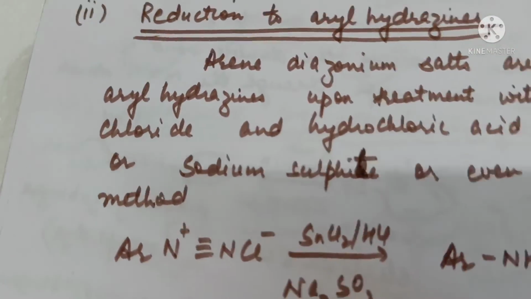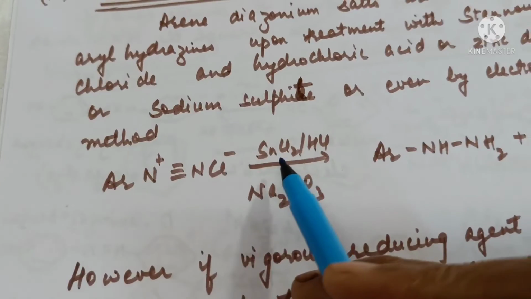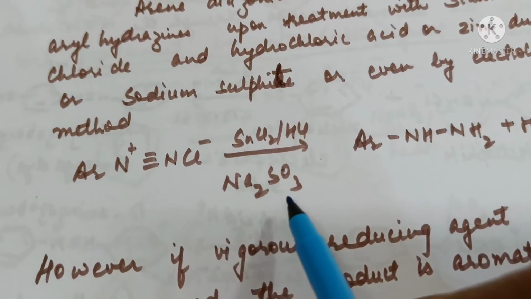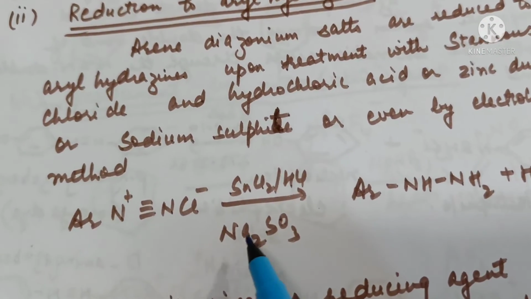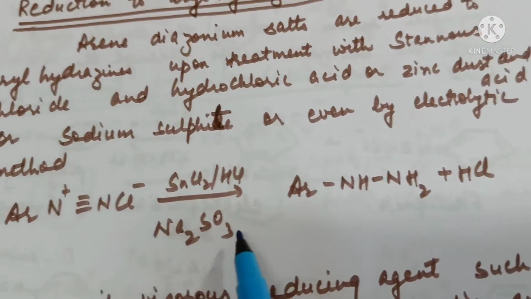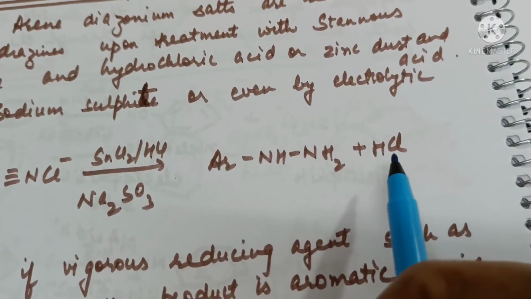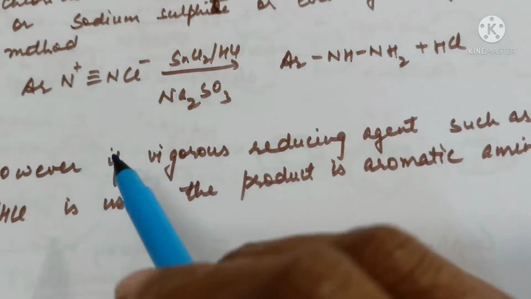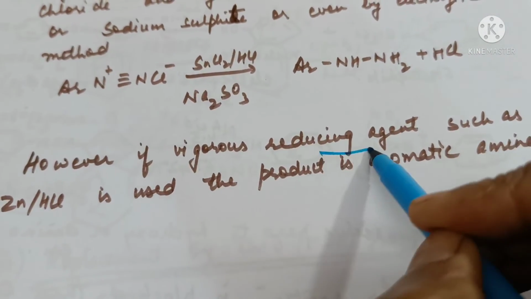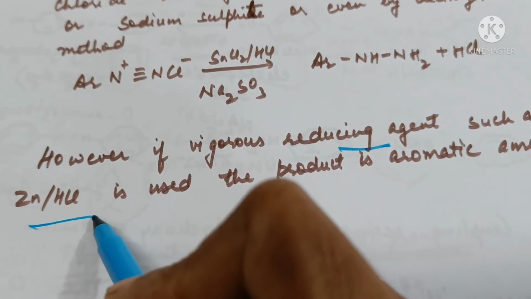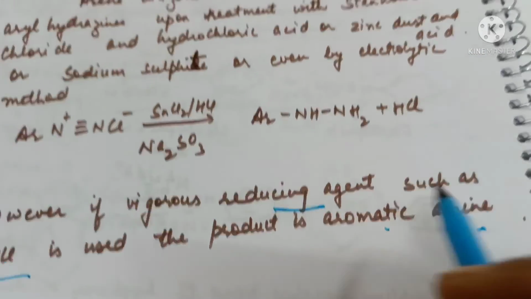We can also reduce benzene diazonium chloride with SnCl2 and HCl in presence of Na2SO3, or in presence of sodium sulfide, to form arene hydrazine, or if a vigorous reducing agent is used like zinc and HCl, the product is aromatic amine, aniline.